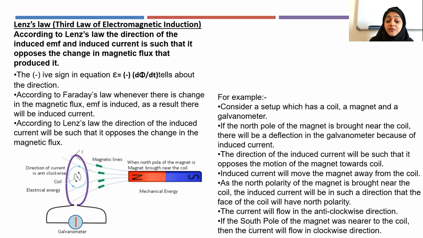Now, as you asked, if the south pole of the magnet was near to the coil, can you guess what will be the direction of the current flow? Clockwise, yes, it will be clockwise. So we saw that if we change the polarity of the magnet, the current flows in the opposite direction. How will the magnetic lines be? Then the magnetic lines will be directed in this way. From the north pole, they will be directed out. If this was south, then from the south pole, they will be directed towards it.